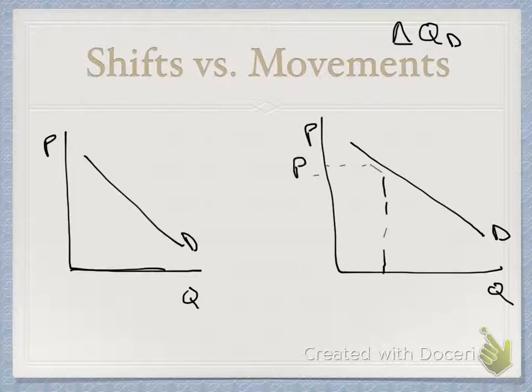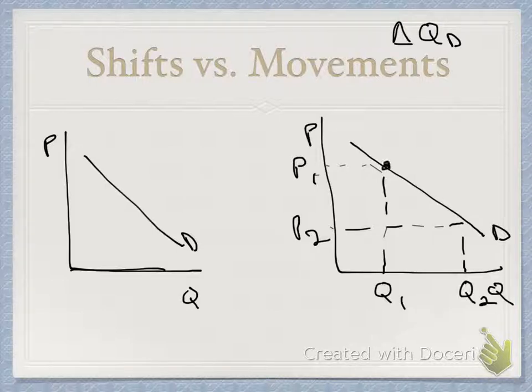As you lower the price from P1 to P2, quantity demanded goes up from Q1 to Q2. That is a movement along the demand curve, say from point A to point B. And if you raise the price, the quantity demanded changes again by moving in this direction. Okay? The distinction here is that that's all ceteris paribus.